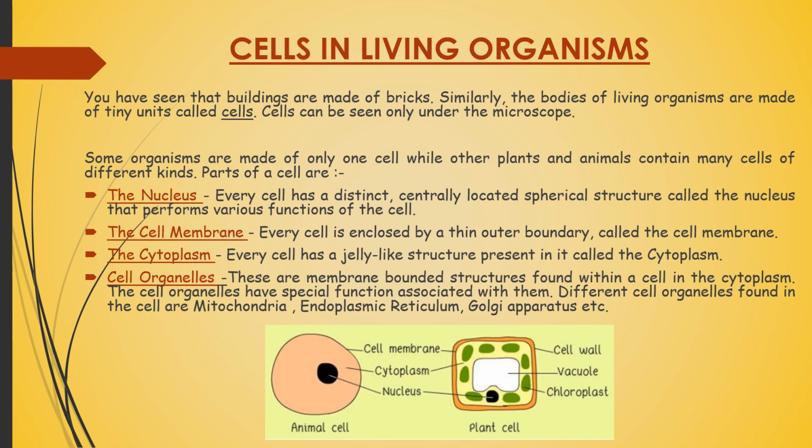Parts of a cell are: number 1, the nucleus. Every cell has a distinct centrally located spherical structure called the nucleus that performs various functions of the cell. Number 2, the cell membrane. Every cell is enclosed by a thin outer boundary called the cell membrane. Number 3, the cytoplasm. Every cell has a jelly-like structure present in it called the cytoplasm.